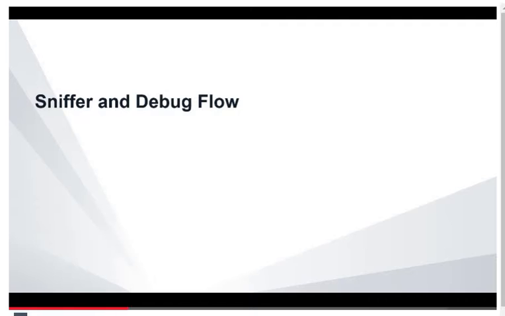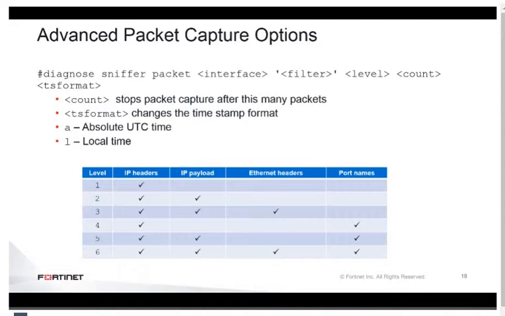In this section, you will learn about two useful troubleshooting tools: the built-in sniffer and the debug flow. Now you will learn about the built-in sniffer. When you enable this tool, you can choose from 6 verbosity levels. The table on this slide shows what information is displayed in each level. Level 4 is usually used to check how the traffic is flowing and that FortiGate is not dropping packets. Level 3 or Level 6 are usually used to convert the output to PCAP format, which can later be analyzed with a tool such as Wireshark.